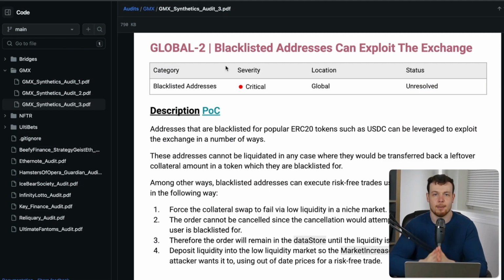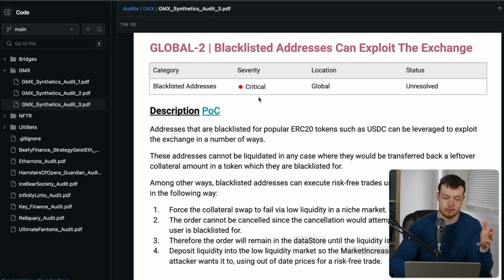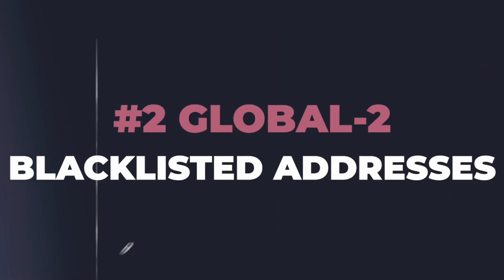Okay, and number 2 here, finding number 2 has to do with GMX, and particularly GMX v2. This particular finding is from the third GMX synthetics audit that we did, and this particular finding is Global 2, and it has to do with blacklisted addresses.